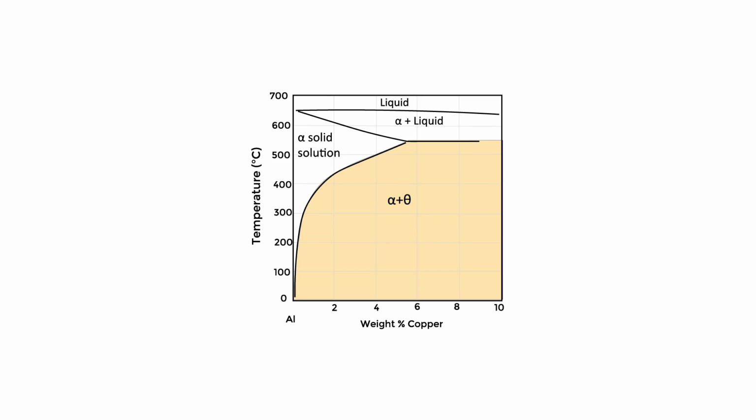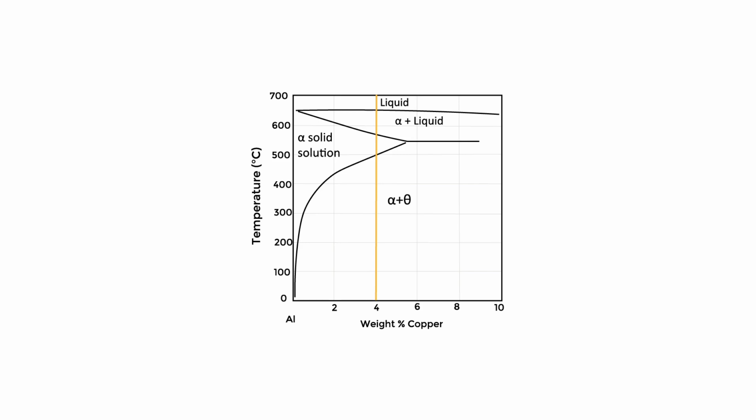This is due to the almost complete lack of solubility of copper atoms within my aluminum crystal lattice at low temperatures. Now, with this system, I can use this to my advantage through a process called precipitation strengthening. For our example, we'll start with a 4% copper alloy, notated here.